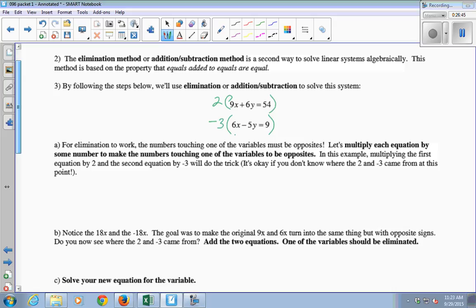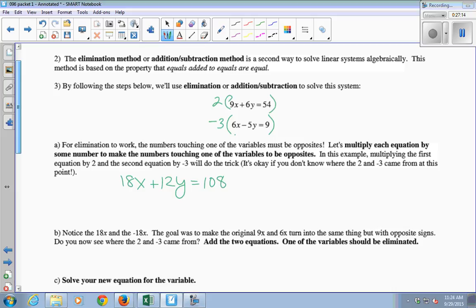And it's okay if you don't know where I came up with 2 and -3 right now. We're going to talk about it in a few minutes, where those numbers came from. Okay, let's just see what happens when I do this. So I've got 9x plus 6y equals 54. I'm going to multiply every single term in that equation by 2. So I get 18x plus 12y equals 108. Multiplied everything by 2.